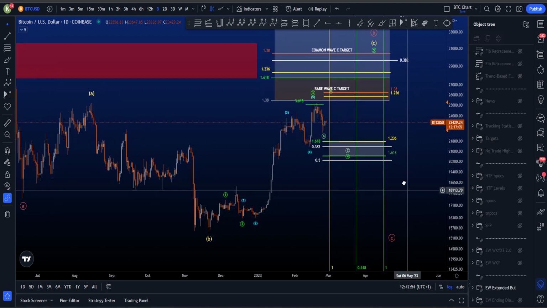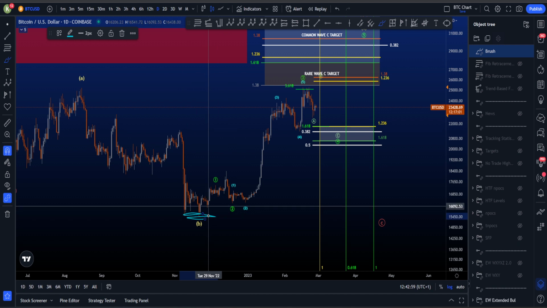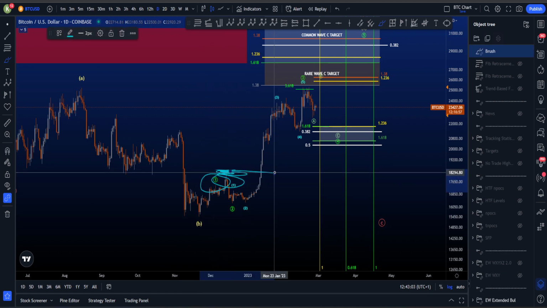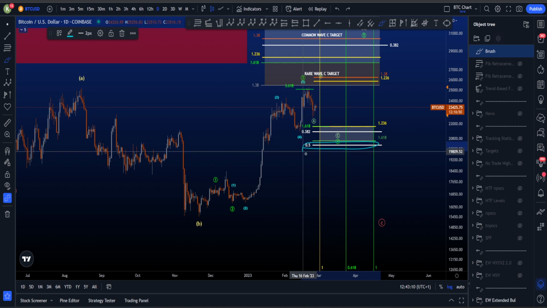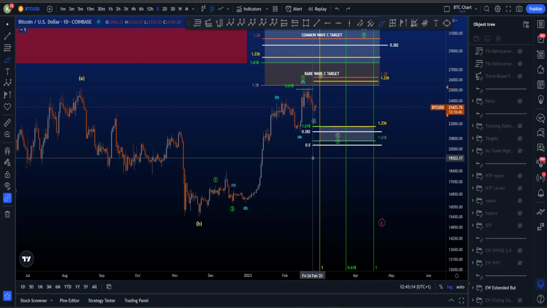Now, in my opinion, this scenario is invalidated once we get in the area of wave 1. Once we get to, let's say, 18.3k, it's invalidated, and actually on paper it should be invalidated the moment you go below the 0.5, because a wave 4 tends to not go below the 0.5 Fibonacci.